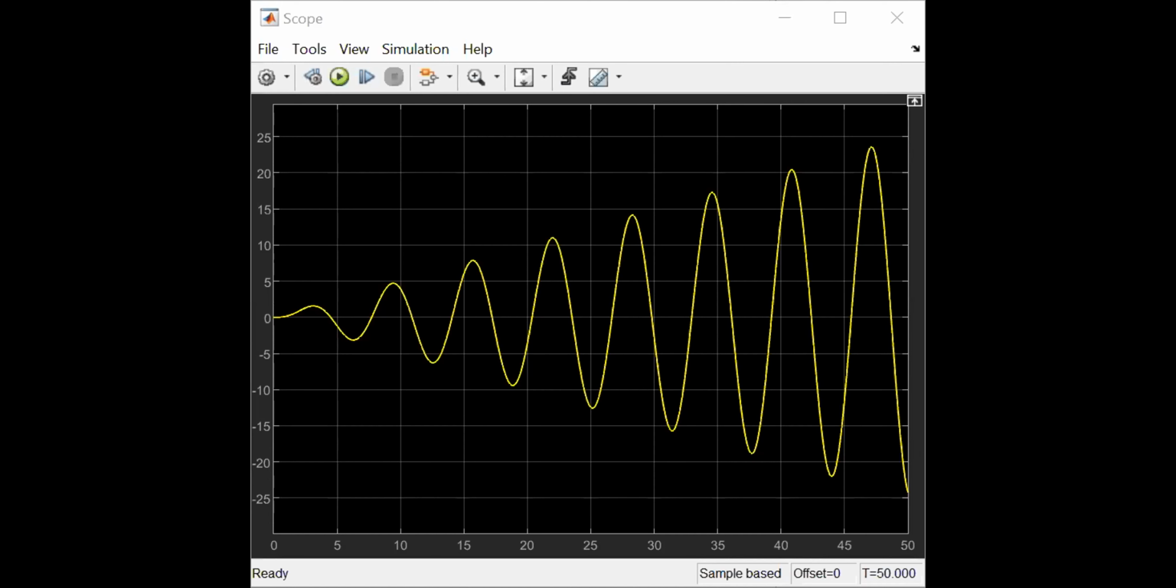Do the same thing, hit run. Now you will notice that since we added some damping to the system, if you look at your scope block, it will show you a bounded response. So when you look at the scope block, it should show you the bounded response.